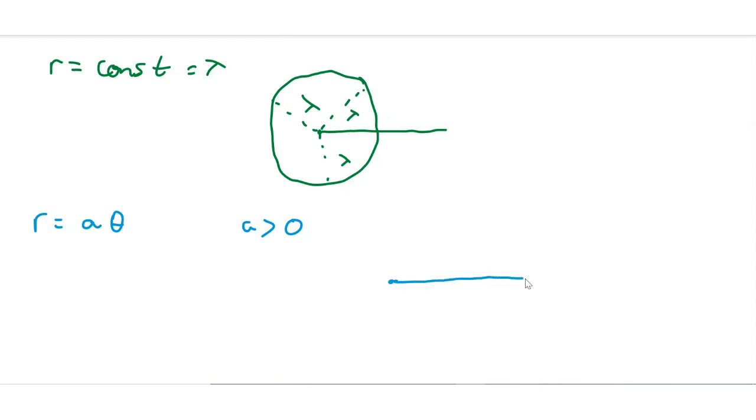Well, first of all, when theta is equal to 0, r is equal to 0, so we start at this origin point here, and then as theta increases, r increases. So r is proportional to theta, so as we're going round, with varying values of theta, the distance from the origin gets greater, so we get this spiral-like shape.